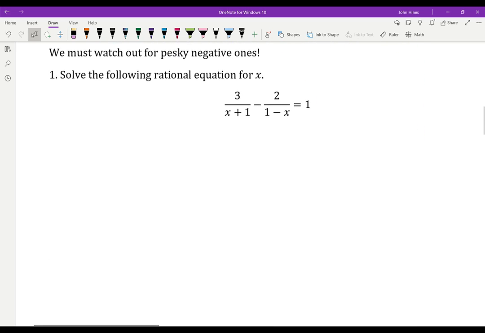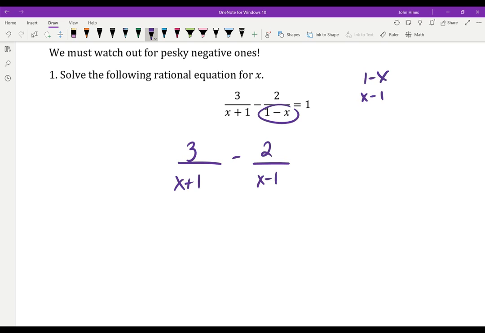So solve the following rational equation for x. So I have 3 over x plus 1 minus 2 over 1 minus x equals 1. So I'm not a fan of this 1 minus x. I want to make that x minus 1. And remember, these are opposites of each other. There's an extra factor of negative 1. When those guys divide out, they leave behind the factor of negative 1. So to make that flipperoo there, I've got to add a negative somewhere.